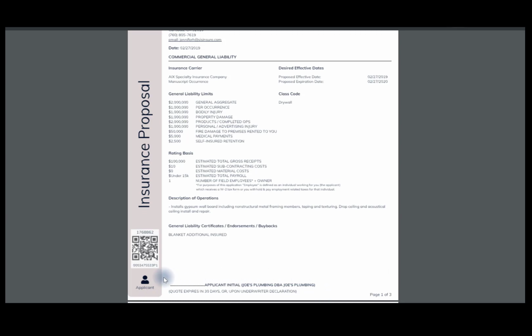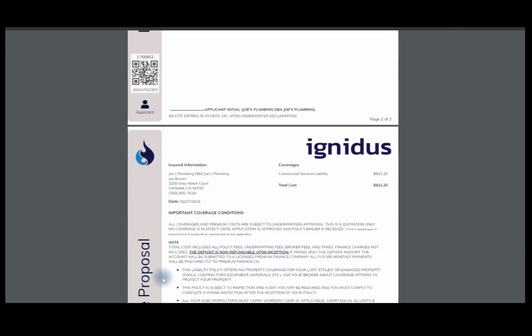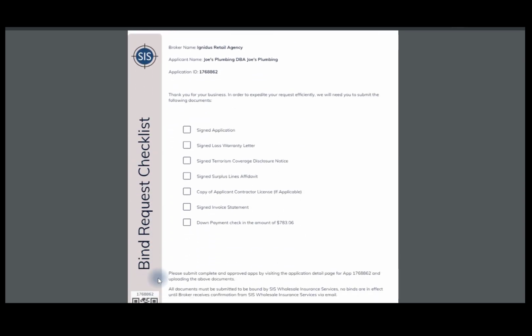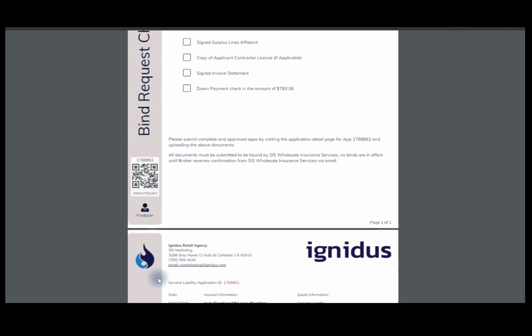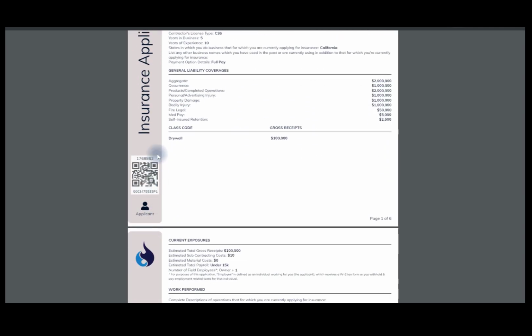This is the applicant's copy of the proposal. You'll see at the bottom, there's a place for the insured to sign. And by looking at the bottom of the proposal, you'll see which is the applicant's copy and which is the producer's copy. This is the binding request checklist, all the items that will need to be received in order to bind. This is a producer copy of the packet.